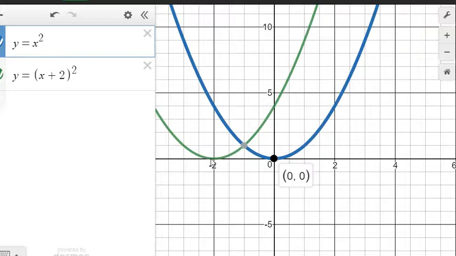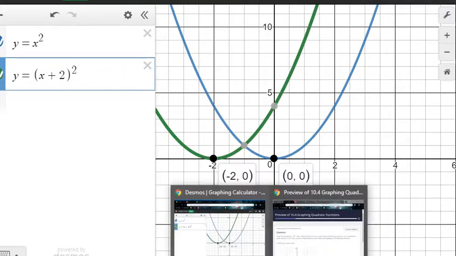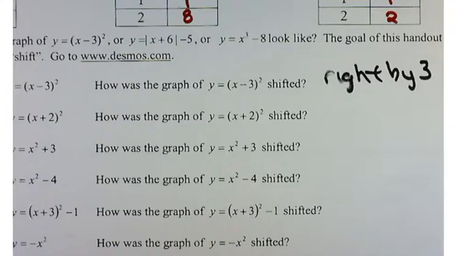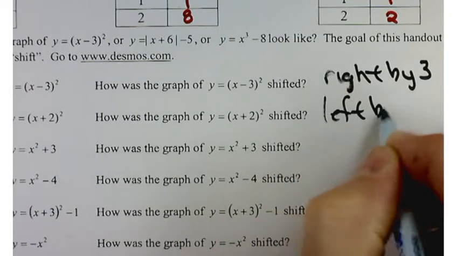So knowing the shape of the first one, y equals x squared, we really know what the shape of a lot of graphs are, because we can shift these things in our mind. And that's the skill that I want you to have. So this has been shifted to the left by 2.